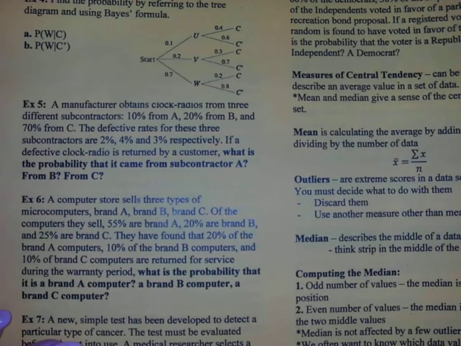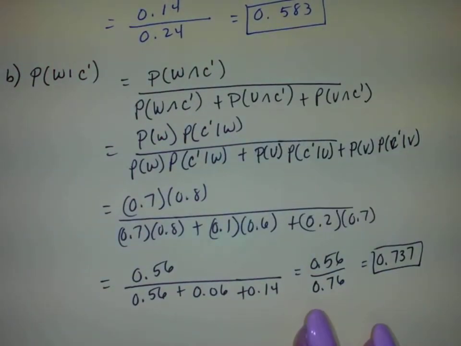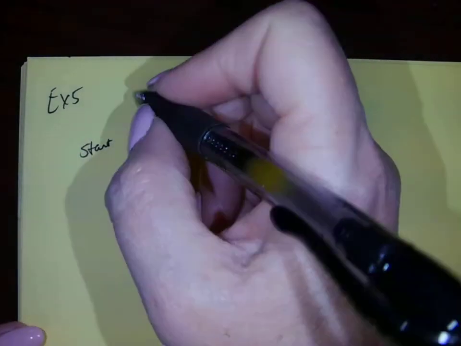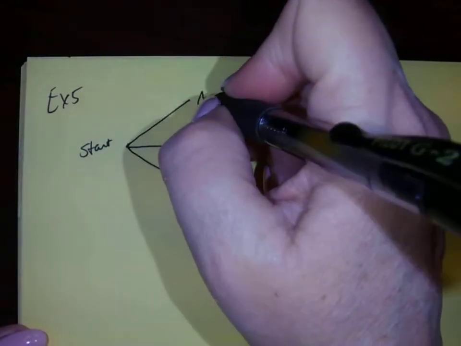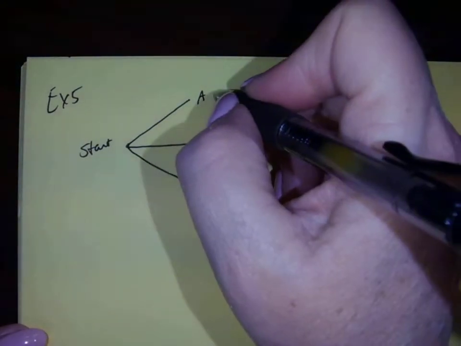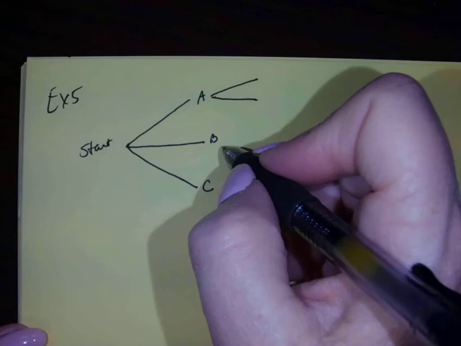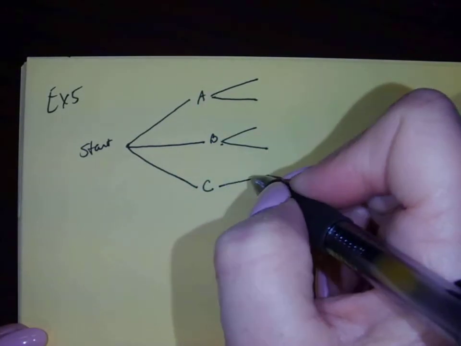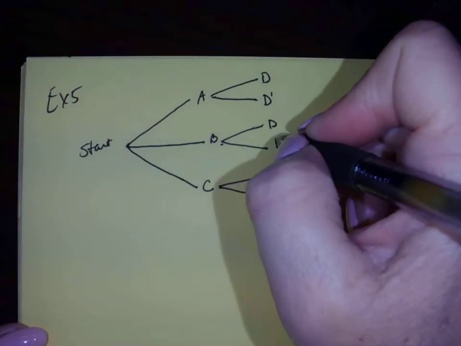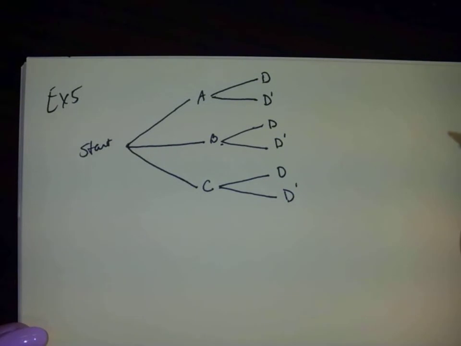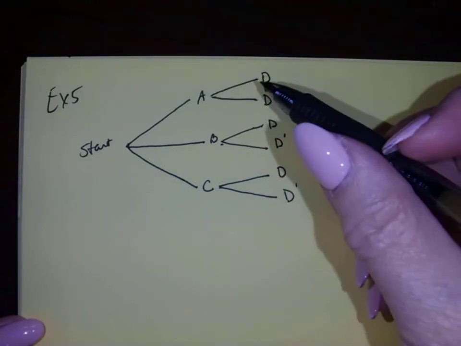So again, we're going to create a chart here. We need to create our own tree. We don't have a tree diagram this time. So this will be example 5, and we're going to create the tree diagram. So we will start, and we have 3 places that are making the clock radios. We have A, we have B, and we have C. And then we'll have 2 parts that come off of each of these. We'll have defective, and the D complement, which is not defective, defective, not defective, defective, and not defective.